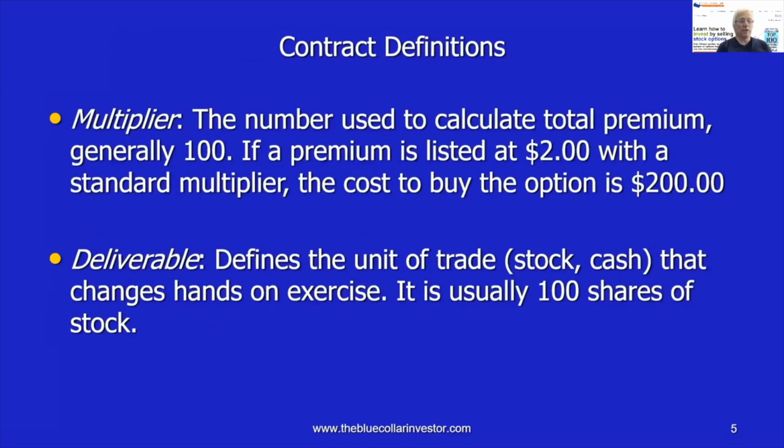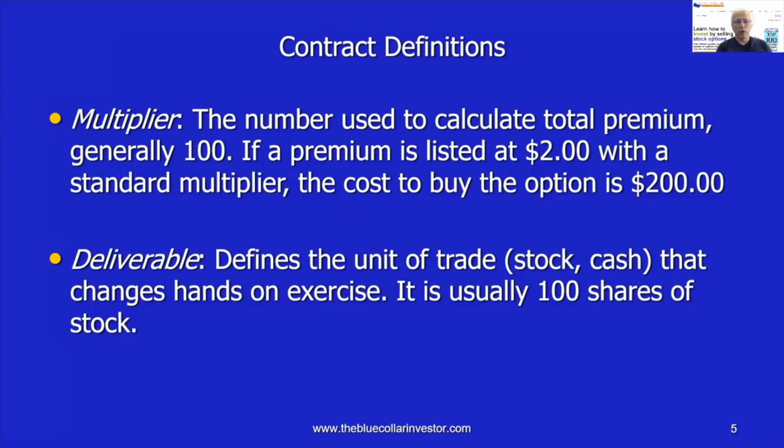Now let's look at some of the definitions we have regarding an options contract. First, let's look at the multiplier. The multiplier is the number used to calculate the total premium. It's generally 100. That's the standard multiplier for an options contract. So let's say a premium on an options chain is listed at $2. If we're using a standard multiplier of 100, that means it would cost $200 to buy one contract.